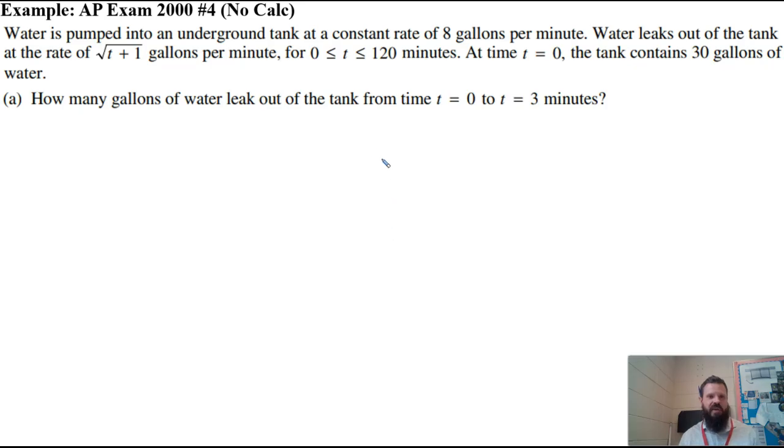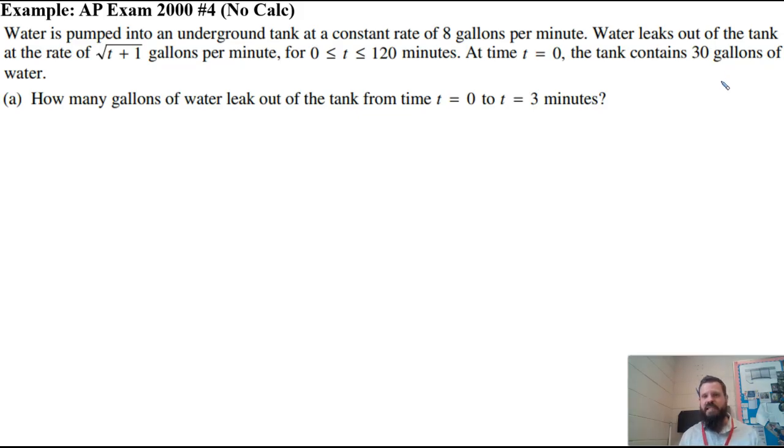Let's take a look. We've got water is pumped into an underground tank at a constant rate of 8 gallons per minute. Okay, water leaks out of the tank at a rate of root t plus 1 gallons per minute for t between 0 and 120 minutes. And then also at time t equals 0, the tank consists of 30 gallons of water.